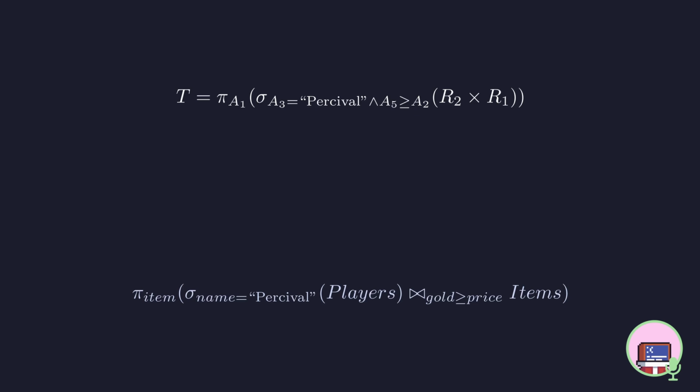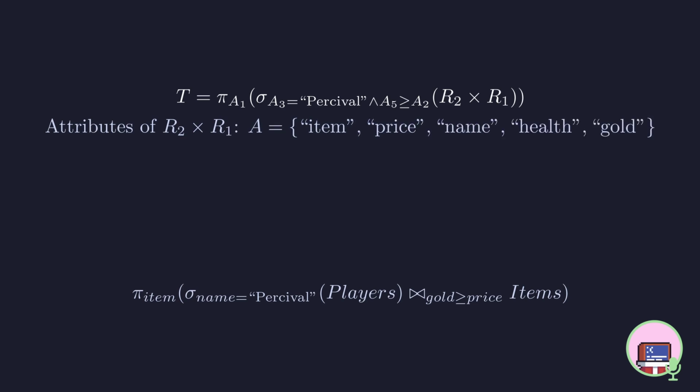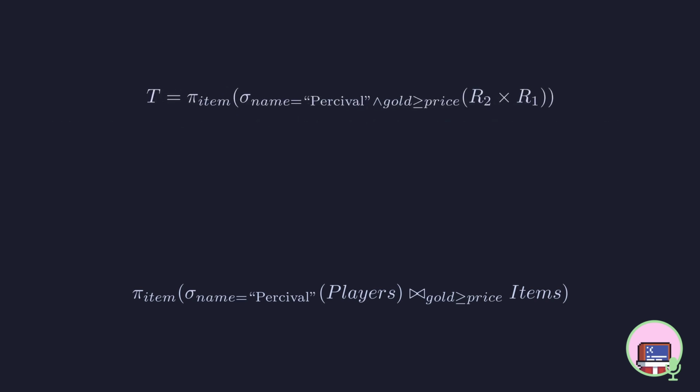Now, let's replace the positional attributes with their names instead. Here are the attributes of R2 times R1. We can see that the first attribute is item, the third is name, the fifth is gold, and the second is price. Let's substitute these into our expression.